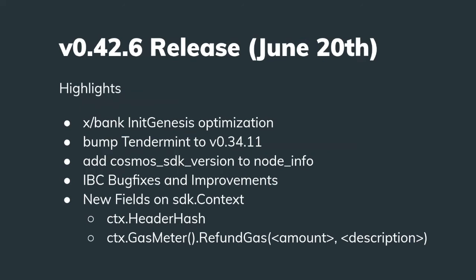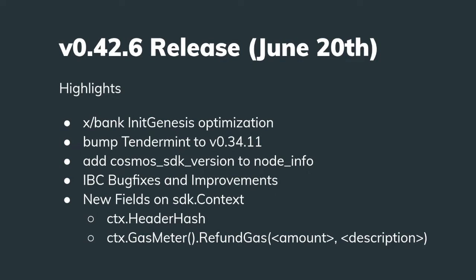So the 4.2.6 release, this went out June 20th. It included a lot of minor bug fixes and improvements. Some of the main fixes and improvements to highlight here are the x/bank InitGenesis optimization. This should significantly decrease the Genesis initialization time. Bumping the Tendermint version to 0.34.11, and this was implemented to fix a state syncing issue.